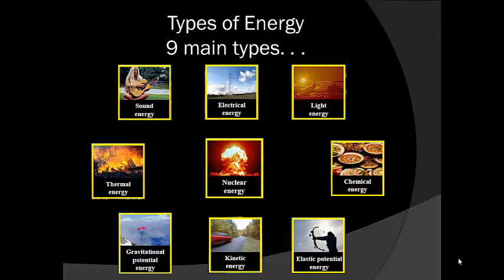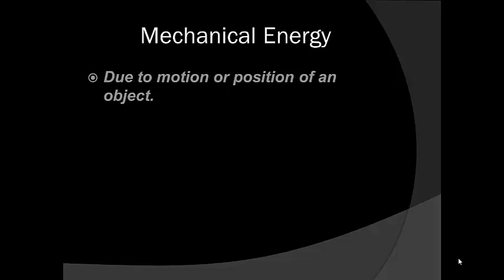Okay, so let's begin. There's 9 different main types of energy that things go into. Sound energy, electrical, light, thermal, nuclear, and chemical energy. On the bottom, we have what we classify as mechanical energy, and these bottom 3 are the ones that we're going to focus on. We have gravitational potential energy, kinetic energy, and elastic potential energy. Mechanical energy is the energy something has due to motion or position of an object.